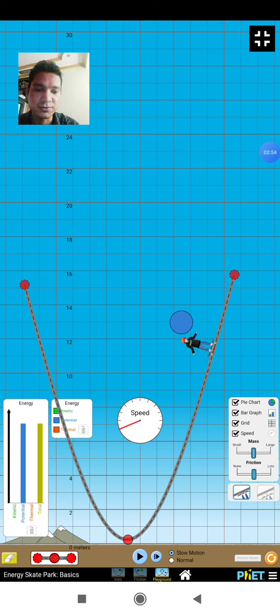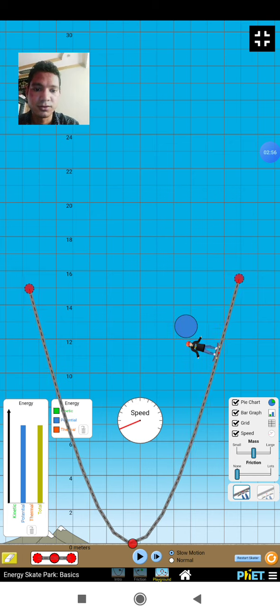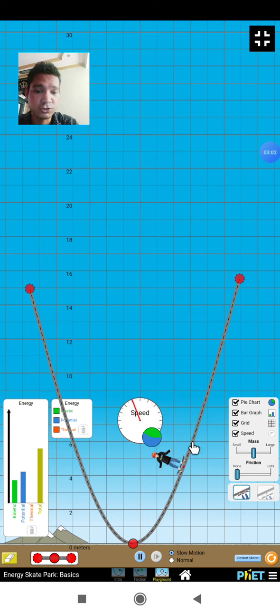Now let me reduce the friction. Okay, let me reduce the height. Potential energy will also decrease. Let me play it. As it goes down, potential energy will get converted into kinetic energy, and vice versa. Now let me pause it at the bottom here.